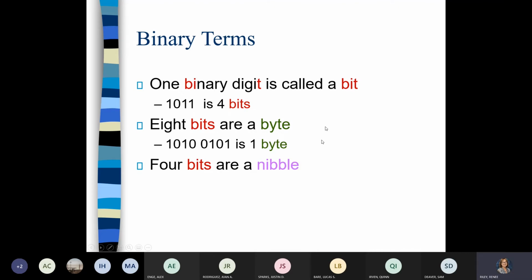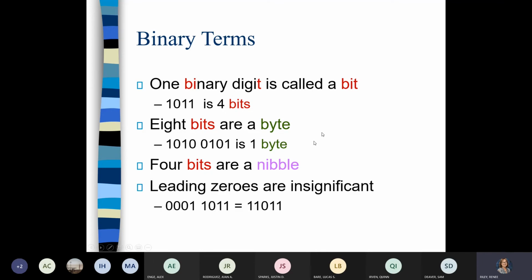4 bits are a nibble, a half a byte. We don't hear that technical term too often. I like to bring that one up. And when we're writing down binary numbers, the zeros at the front, the leading zeros, are insignificant. We can leave those out just like we could when we're writing a decimal number. We don't care about those zeros that come before our significant digits.